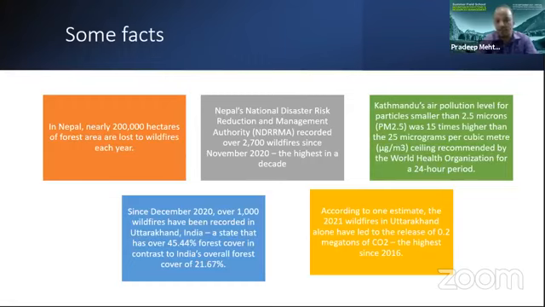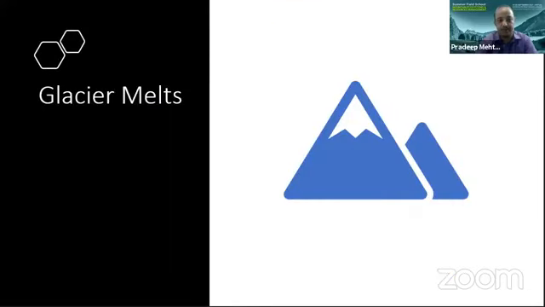And at the same time, according to one estimate, the 2021 wildfires in Uttarakhand alone have led to the release of carbon dioxide which is the highest since 2016. Now, glacier melt: according to the latest IPCC report, there is not much change in the overall glaciers.